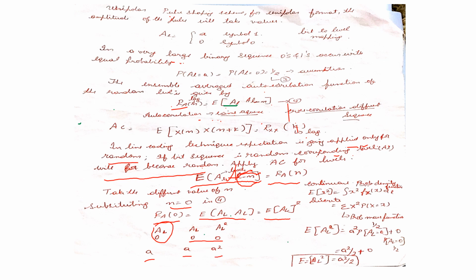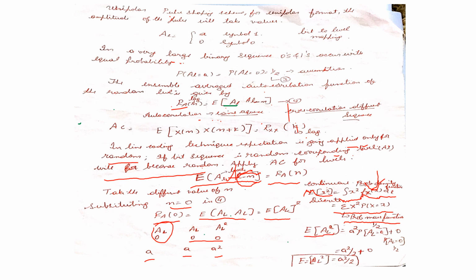Now we come to the continuous probability density function. The expectation of x square is equal to the integral of x square into f of x into dx. So this is for the continuous case. When you come to the discrete case, it is the summation of x square into P of capital X equal to x. This is considered the probability mass function, whereas the continuous case is considered the probability density function.